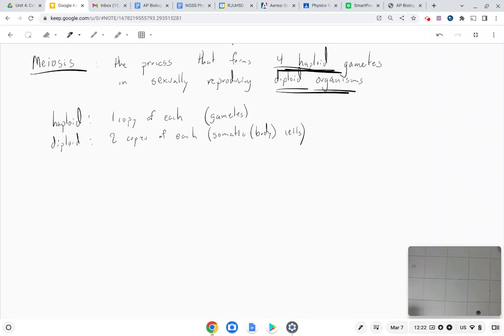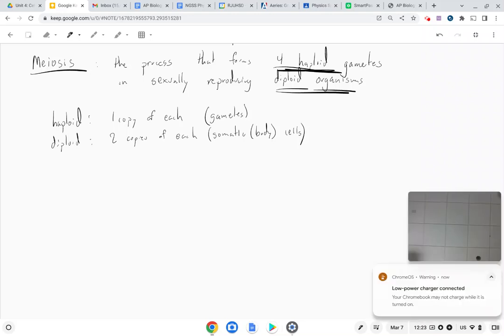99.9% of your cells are somatic. But in the reproductive organs, there are some haploid cells.